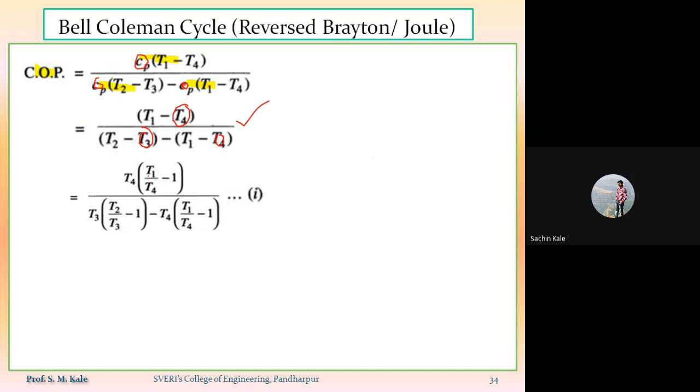So after taking the T4 term from the numerator out of the bracket, I will get inside the bracket T1 divided by T4 minus 1, divided by, from the denominator, from the first term, if I take the T3 term out of the bracket, I will get T3 inside the bracket T2 divided by T3 minus 1, minus, here again T4 inside the bracket T1 divided by T4 minus 1. So let me consider this as equation number 1.